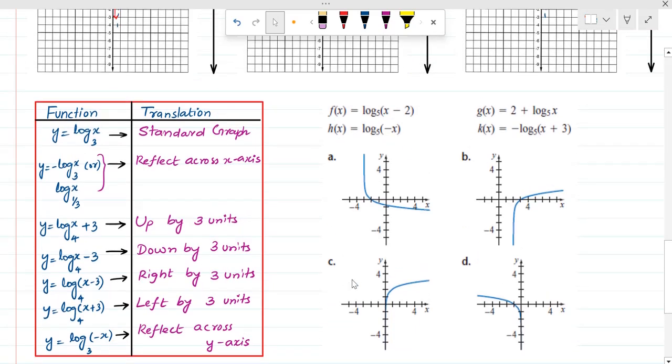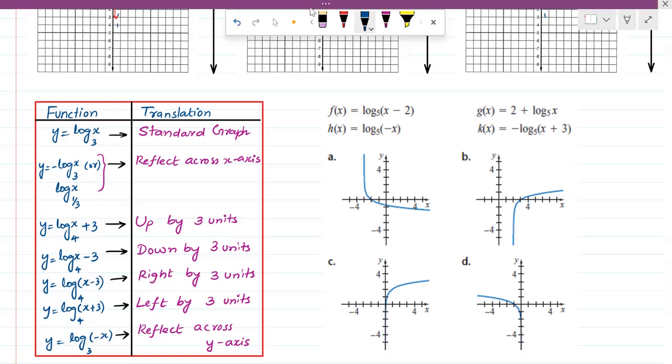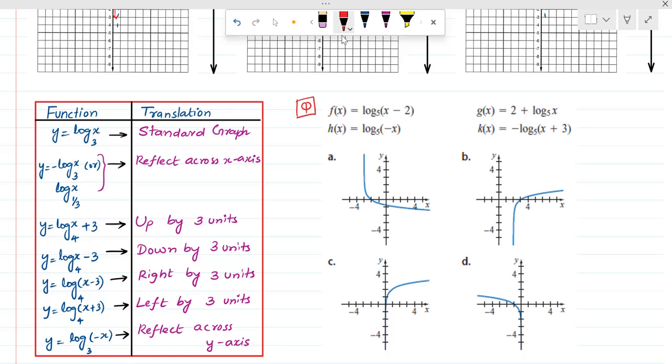Here there is a set of graphs and a function is given. I have to find the correct function for each graph. What is the first one here? f of x is x minus 2. If it is minus 2, what do we say? It is a shift right by 2 units.